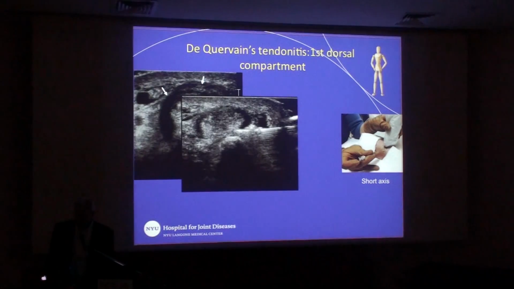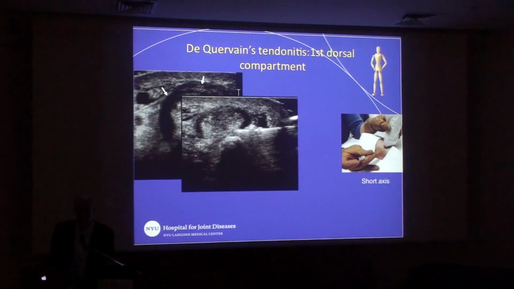So you may see a little bit of fluid that can help you out. But what's nice about ultrasound is you can avoid the adjacent structures. So we've avoided the cephalic vein here very nicely. There's a recurrent branch of the radial nerve that comes over there, which you can see fairly easily. So these things are relatively easy to avoid.